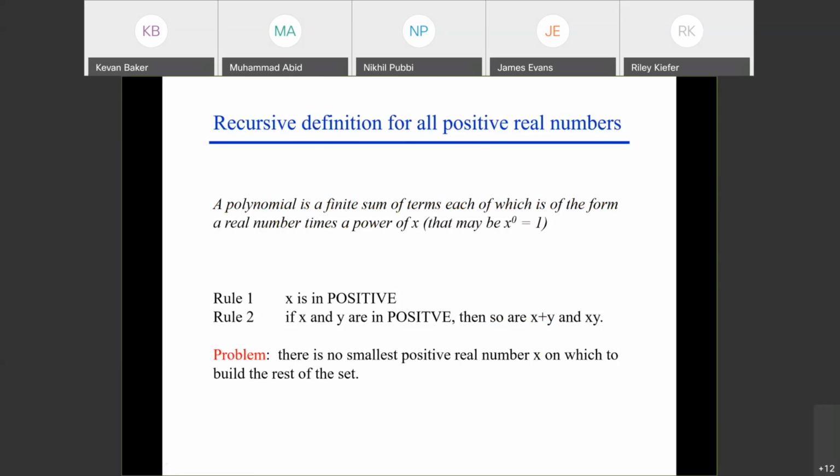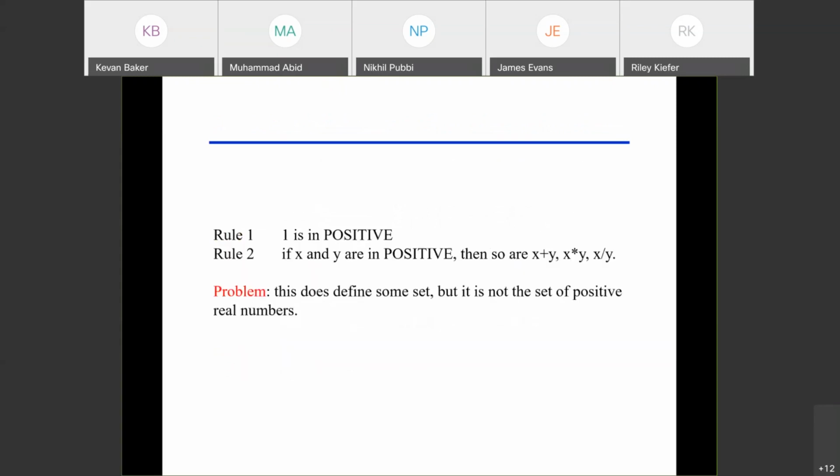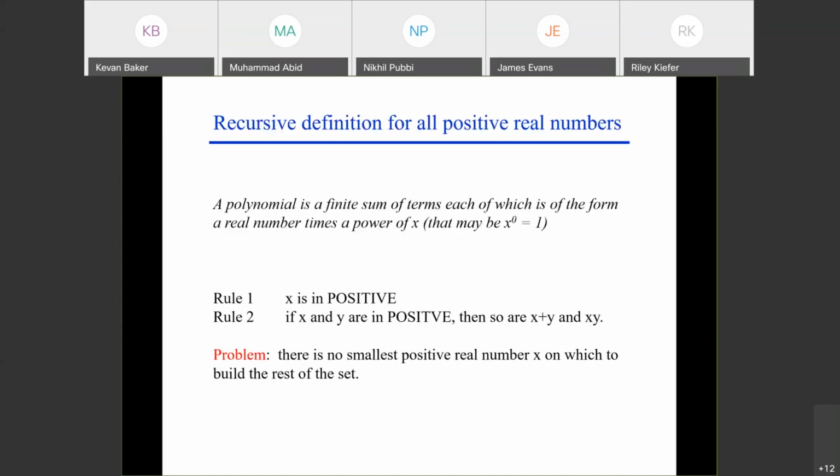So what are the possible errors or mistakes we can make? Now let's say we want to figure out how to define the recursive definition for the polynomial. So now we are saying rule one, x is in positive. If x and y are in positive, then so are x plus y and xy are in positive. So is this positive or polynomial? Yeah, at this time we are defining the positive.